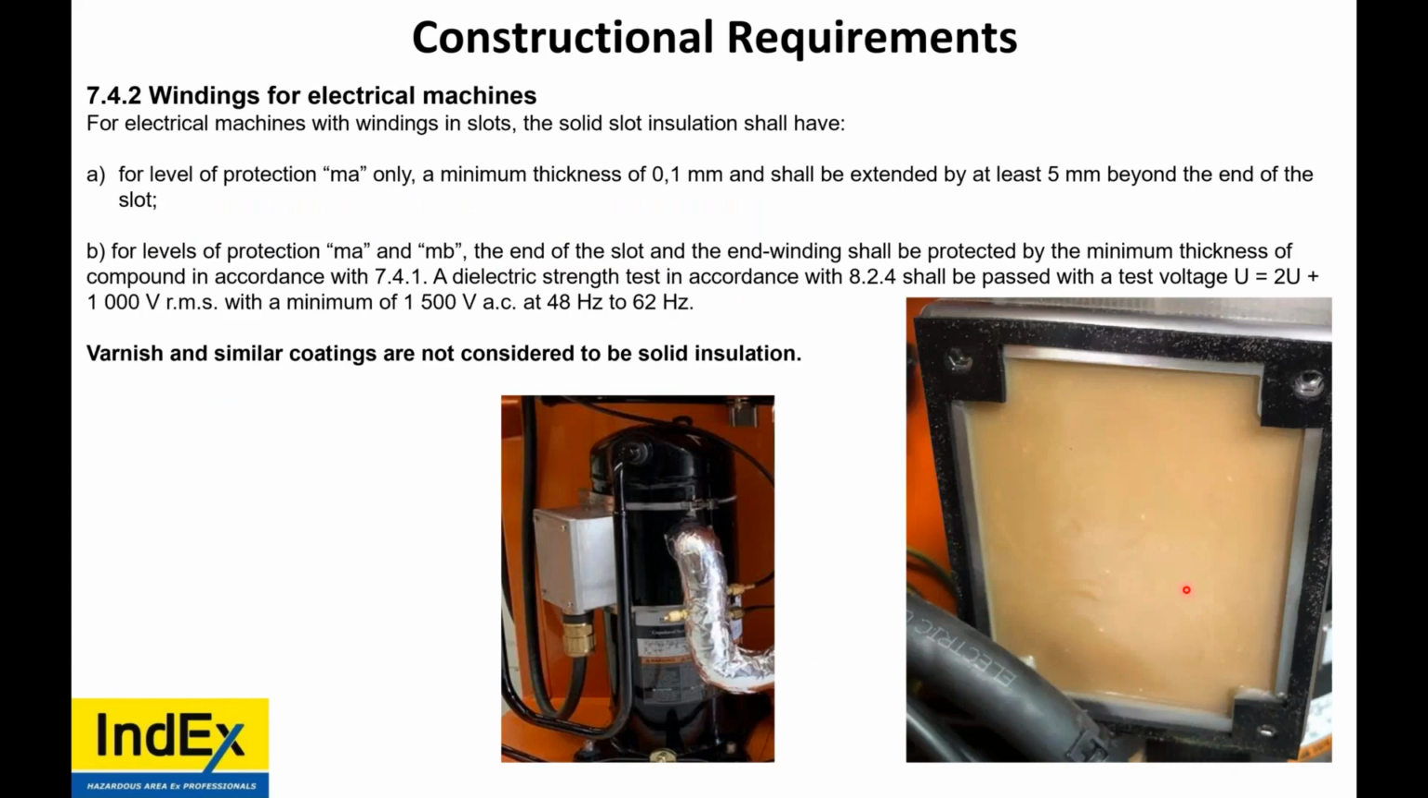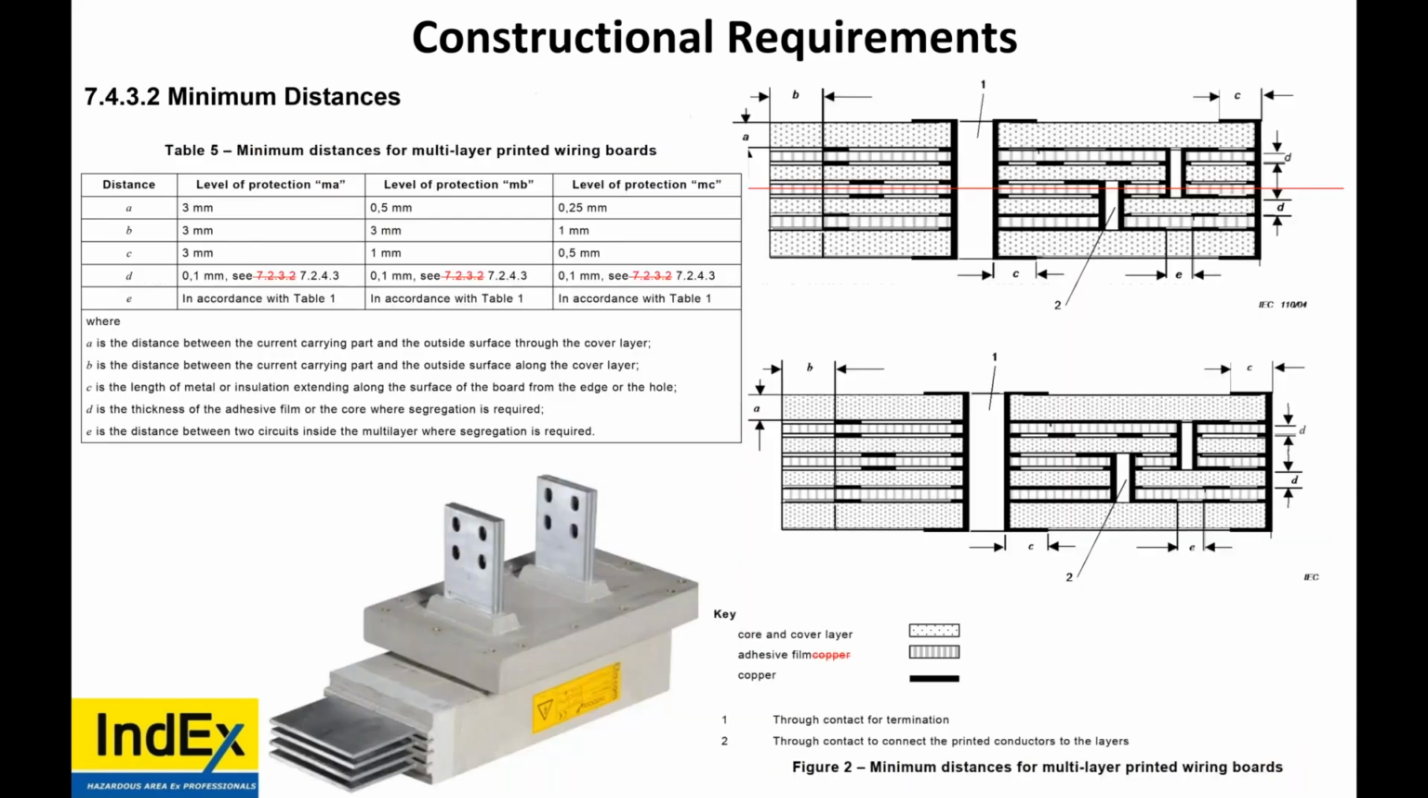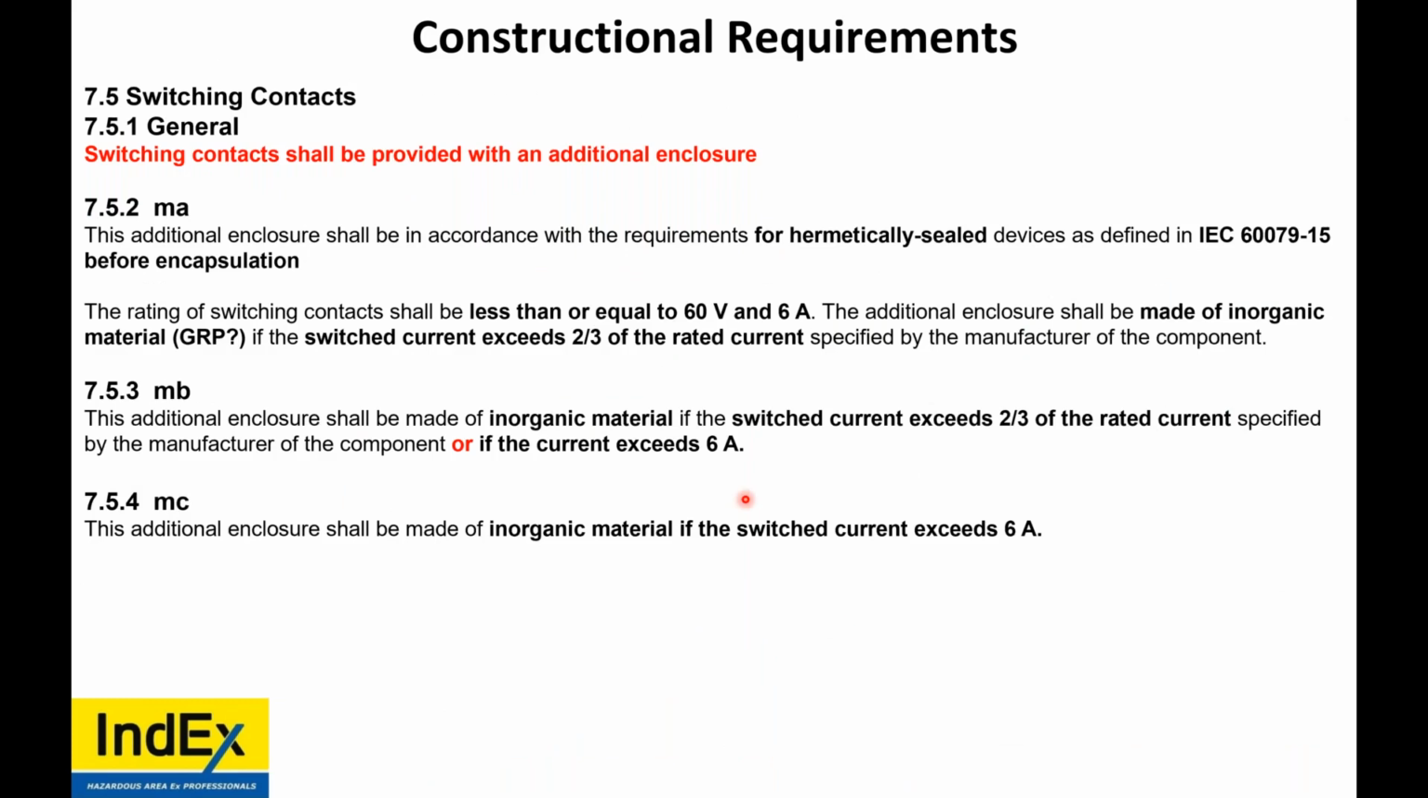good. Now they poured the encapsulant. Maybe now it's okay for a zone 0, EX ma. The rating of the switching contacts has to be less than 60 volts and 6 amps. Additionally, the enclosure shall be made of inorganic material. I think glass reinforced plastic is an inorganic material.